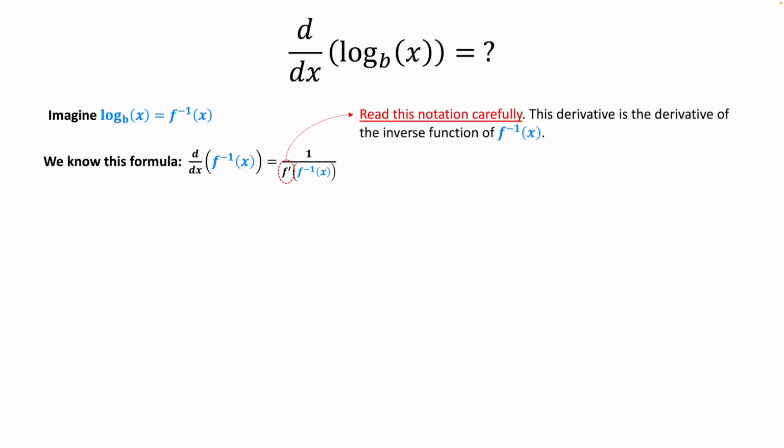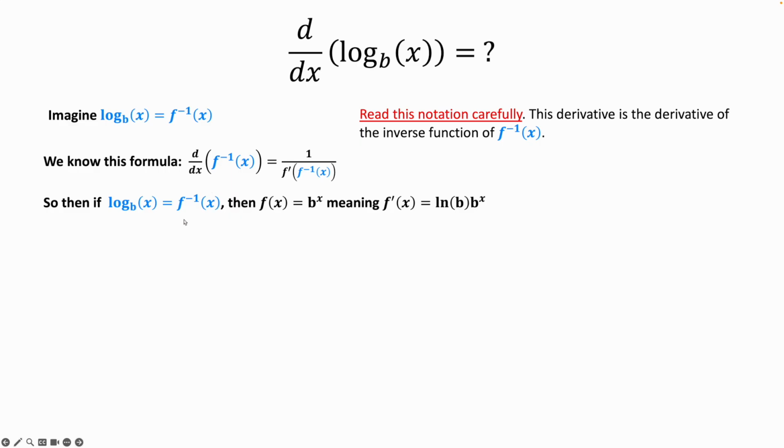Right, so this derivative is the derivative of the inverse function of what you see in blue, right? In our case, log base b. So if the function is log base b of x, then its inverse function has to be b to the x, right? That's something we learned back in pre-calculus. So then what is this f prime right here that we see? Well, that's the derivative of the inverse function of log base b. And so that would be b to the x's derivative, which of course we already know is the natural log of the base times b to the x.